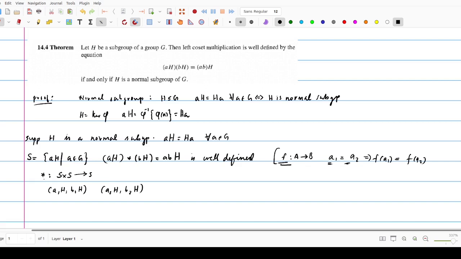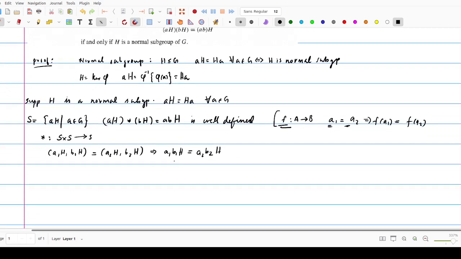So here we need to prove that star is a function. Then if we choose two elements from S cross S, the first element is the first ordered pair and the second element is the second ordered pair. And if we assume these are equal, then we need to prove that their images are equal. What is the image? The image of (a1H, b1H) is a1b1H. We need to prove that the image of this ordered pair is the same as the image of (a2H, b2H), a2b2H. So ultimately we need to prove this equality of sets.